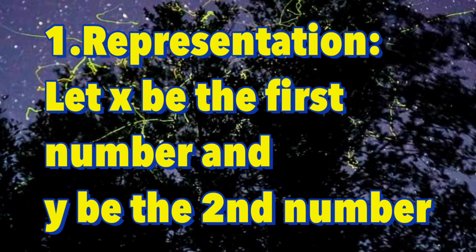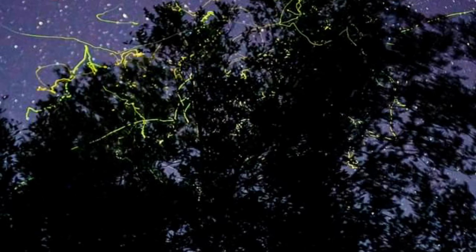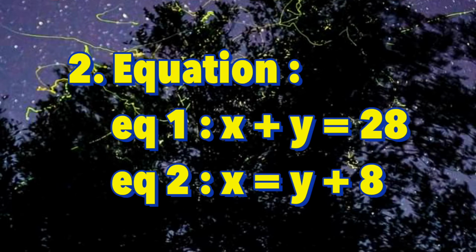Representation. Let x be the first number and y the second number. The purpose of this is to identify the variables, which is what the value of x is and what the value of y is. x is the first number and y is the second number. And the next after that, we are going to use the equations.